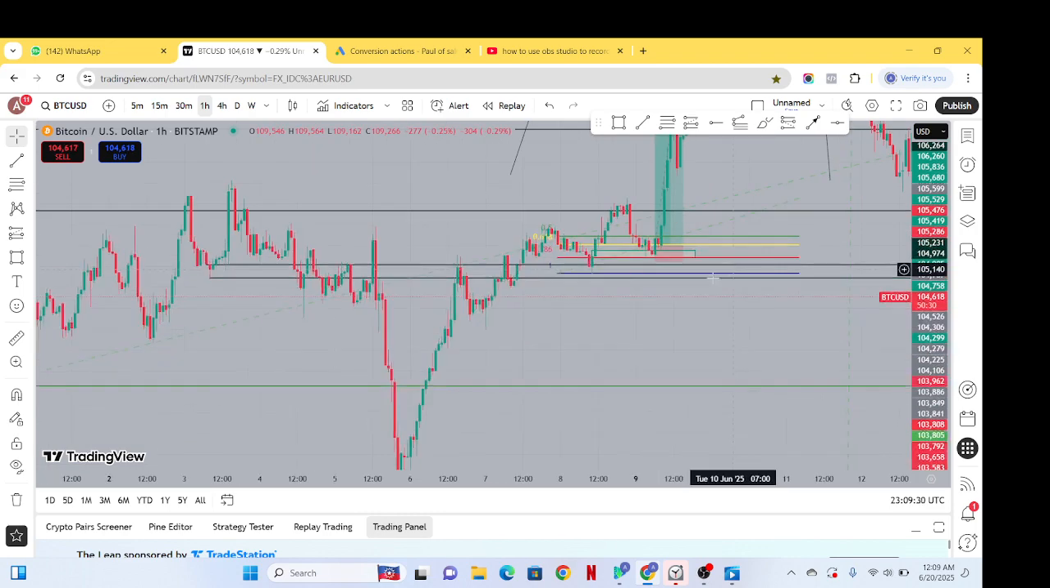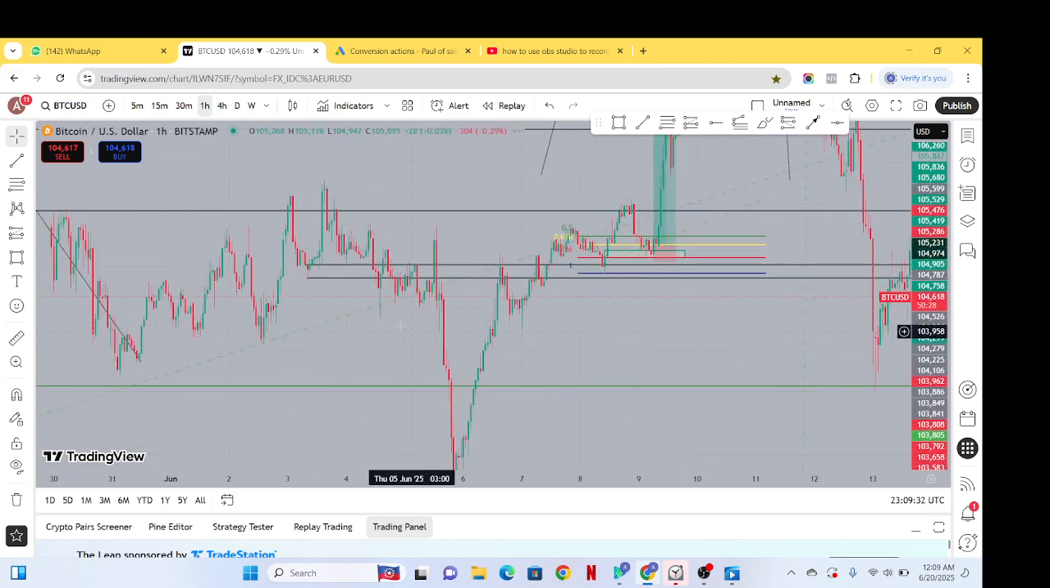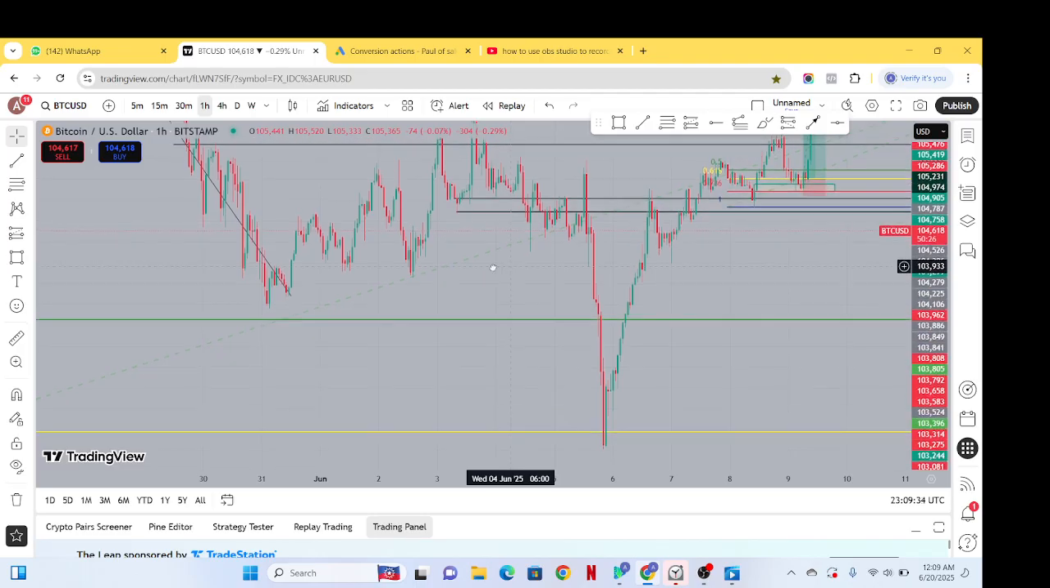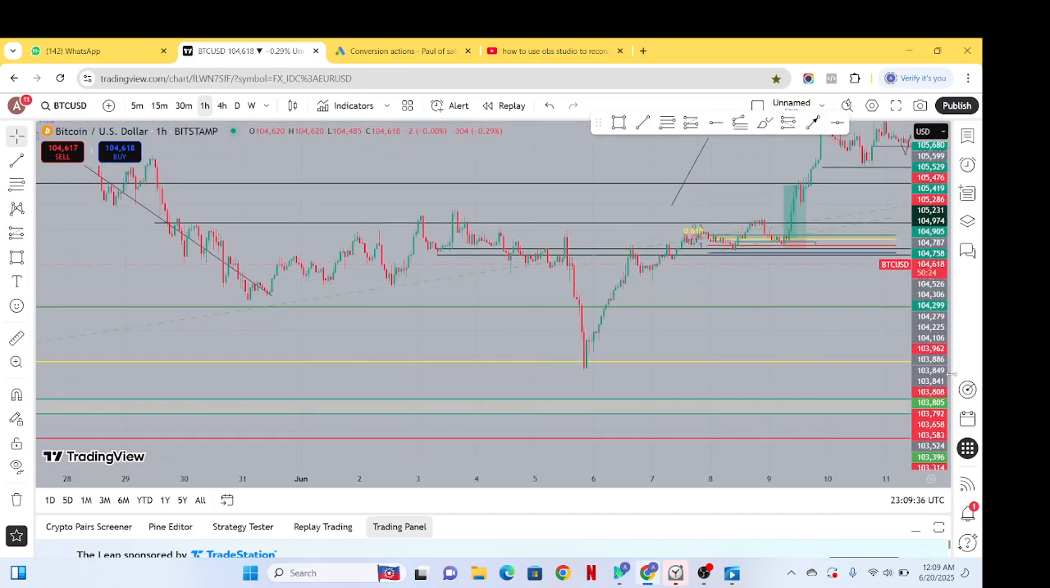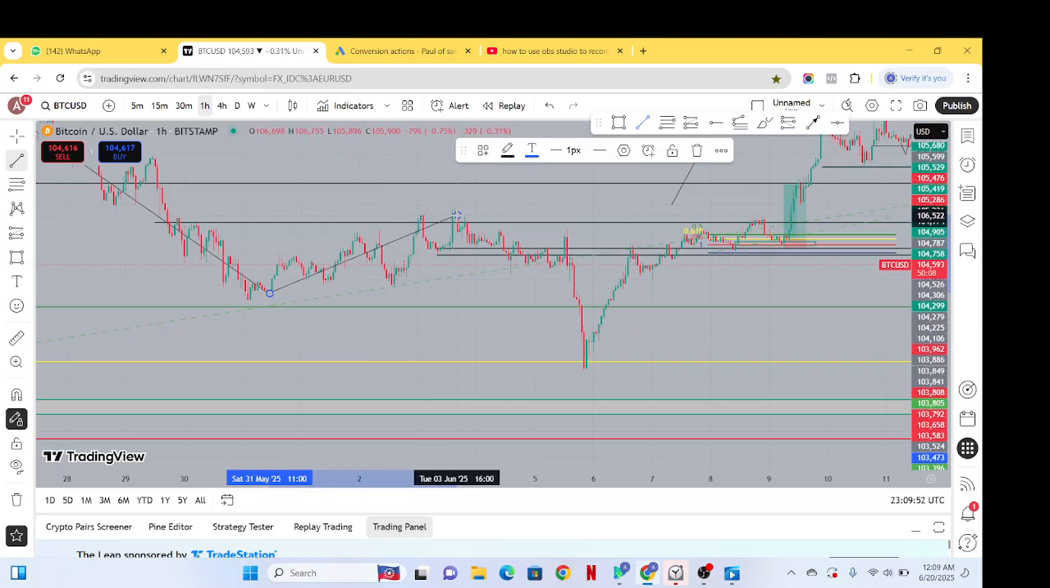Because basically the market was actually in a downtrend before. If you look at it very well, the market is in a downtrend. This is a kind of lower low, a lower high. If I say this is a lower high, let me show you. Let me draw it for you so you get it very well. So this is a lower high, a lower low.